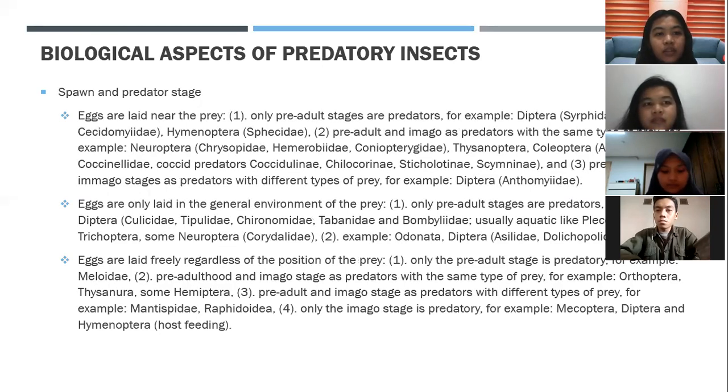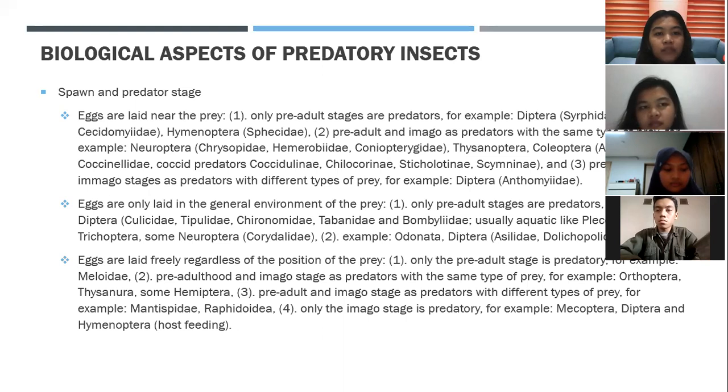The next one, spawn and predator stage. Eggs are laid near the prey. Only the pre-adult stage are predators, for example, Diptera and Hymenoptera. Second one, pre-adult and imago as predators with the same type of prey.